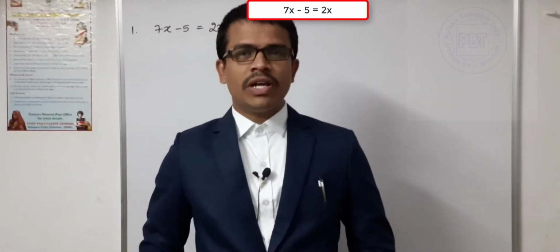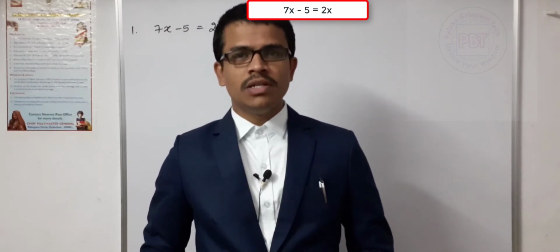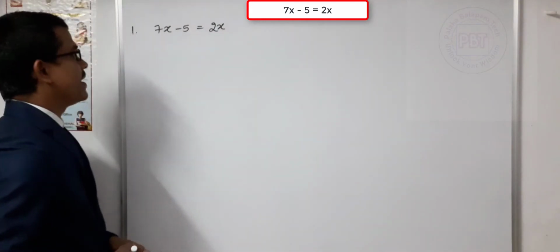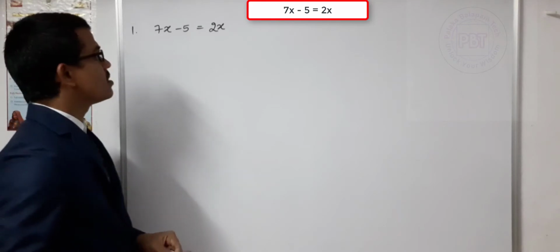In today's video, we are going to discuss exercise 2.3 of linear equations in one variable. Now let us see the first problem in that exercise: 7x minus 5 is equal to 2x. The heading is: solve the following.